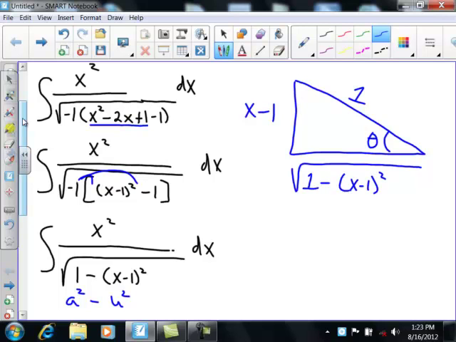Just doing the Pythagorean theorem, and then taking the square root of that. Which is nice, because I have that in my integral over there. So now, I have 3 pieces over here that I have to take care of. I've got to take care of x squared, I've got to take care of the square root of 1 minus x minus 1 squared, and I have to take care of dx. I've got to take care of all 3 of those pieces using my triangle over there.